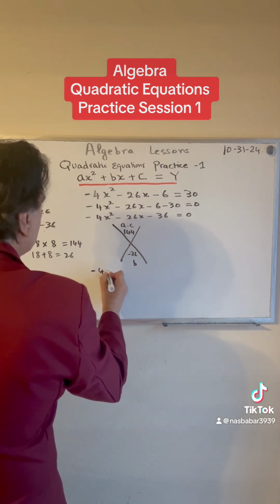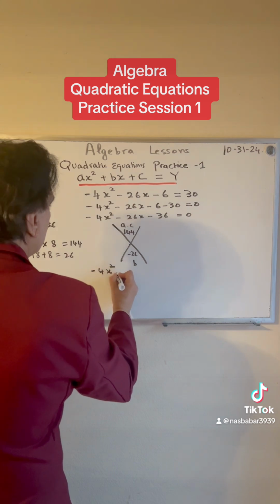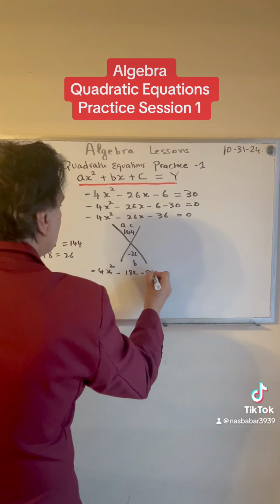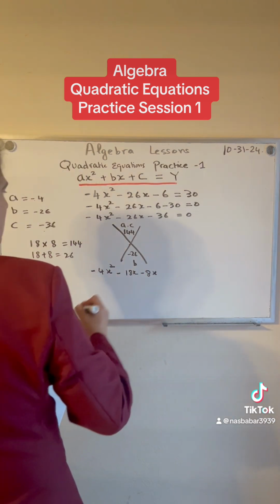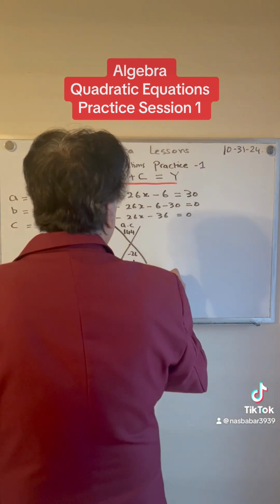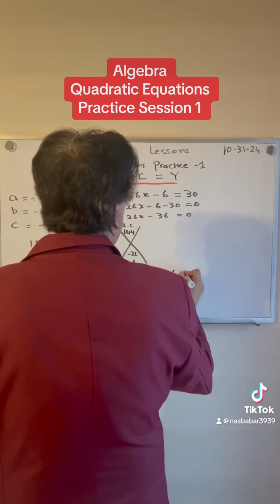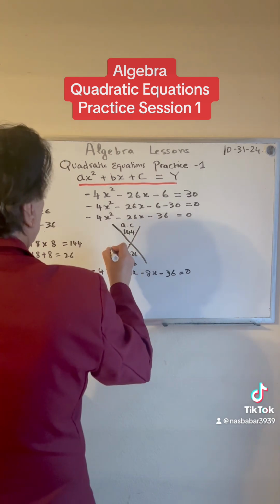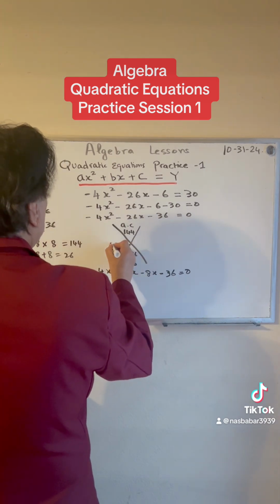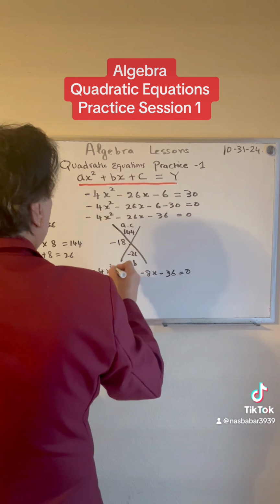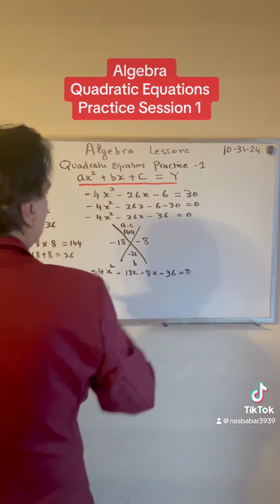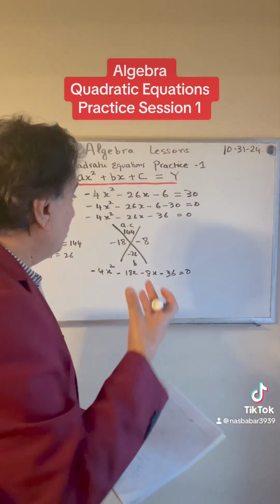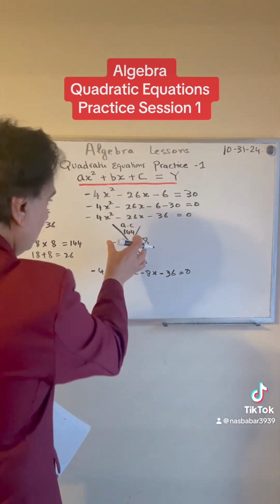Minus 4x square minus 18x minus 8x minus 36 is equal to 0. I forgot to put over here that you have minus 18 over here, and minus 8 over here. So that is the beauty of the big X. It's visible. You see what you're solving for, you can see it.